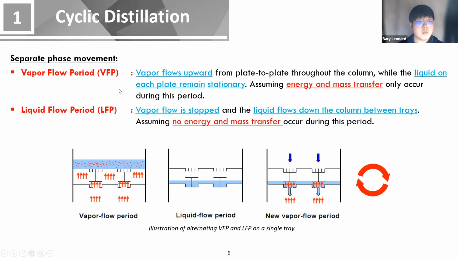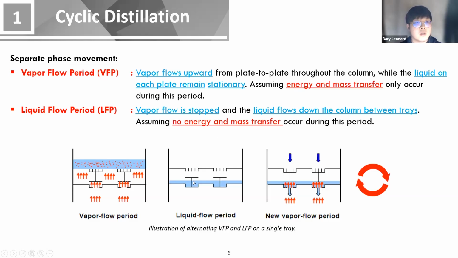So what is separate phase movement? Basically, we just separate the vapor flow and the liquid flow inside the distillation tower. During the vapor flow period, and this is a time function, the vapor will flow upward from the reboiler plate to plate, while the liquid will remain stationary on each plate, something like this. And in this period, the energy and mass transfer will occur.